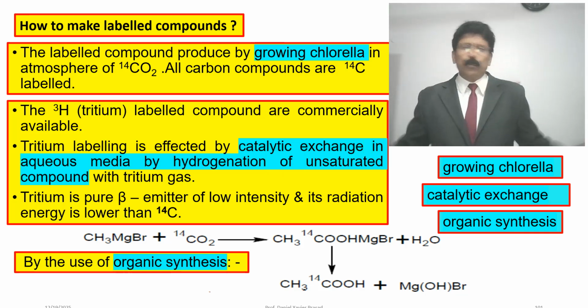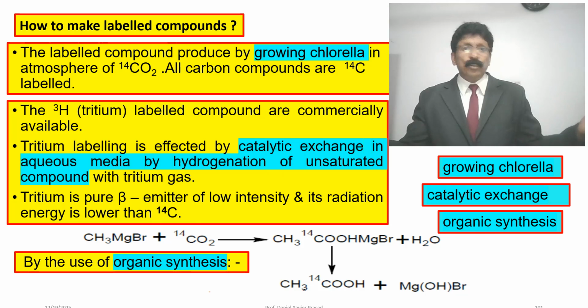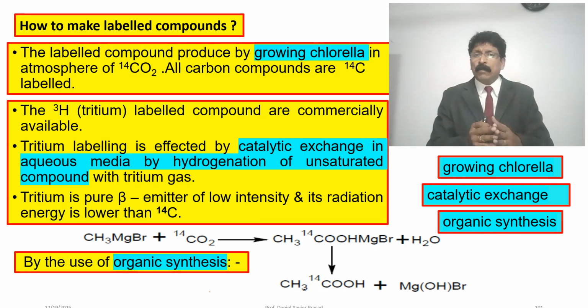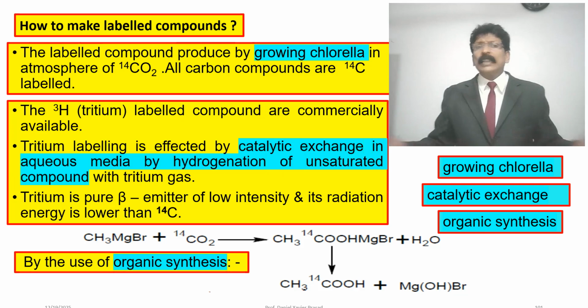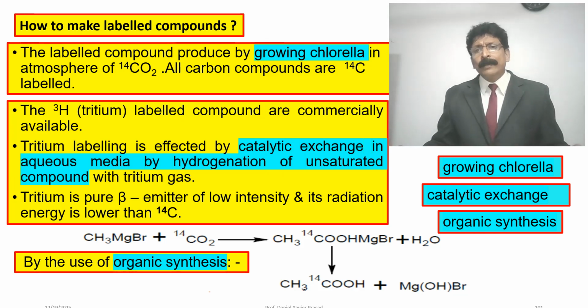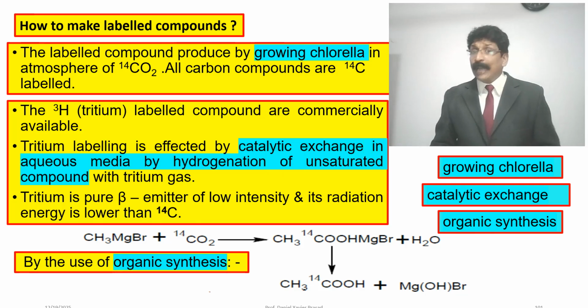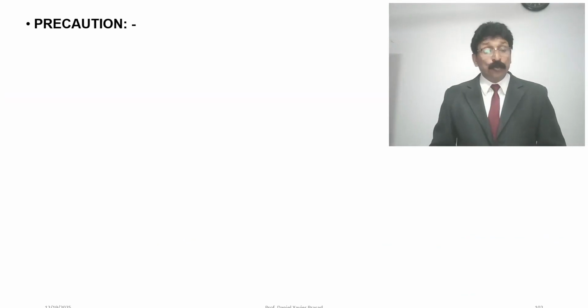A student can write what is a labeled compound, what are isotopes, what is a radioisotope, what are stable isotopes, and how to prepare a labeled compound. Finished. So basically what is a labeled compound, what is its application, the tracer technique, and how to prepare a labeled compound are very important for the student to know. There are three methods: growing chlorella, catalytic exchange, and organic synthesis. Other techniques can also be used, but at least you should know these three.